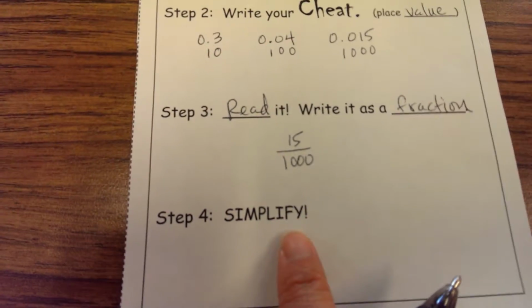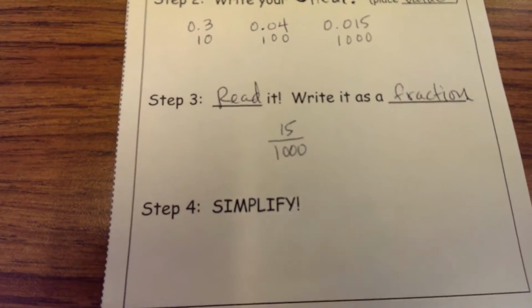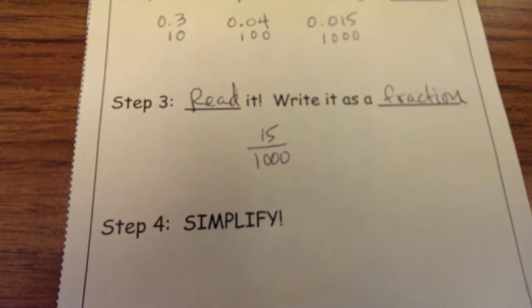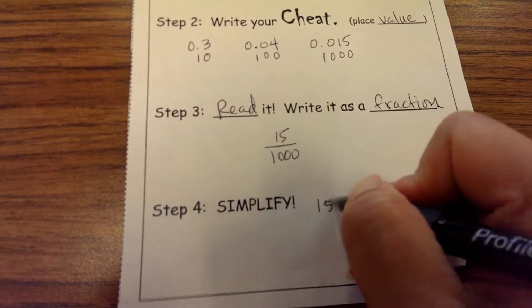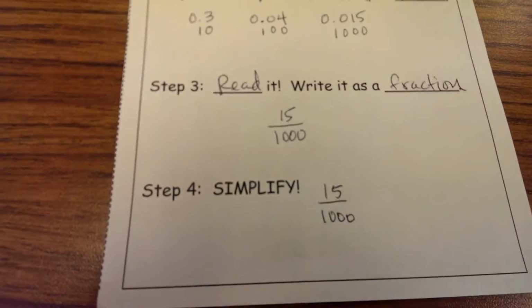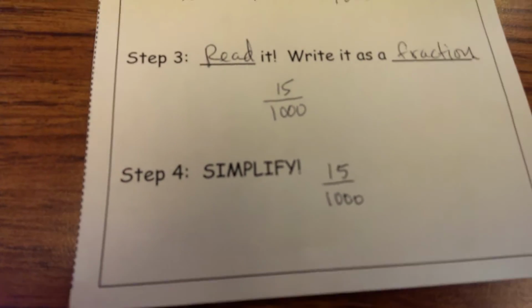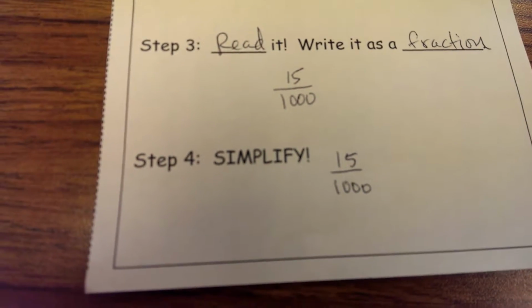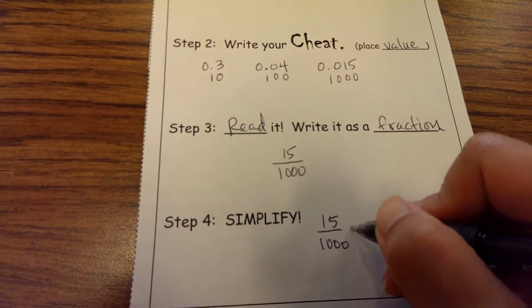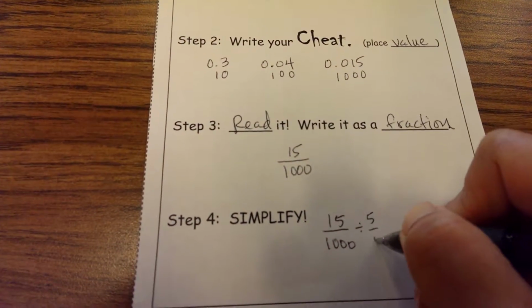Now the last step would be to simplify, because 15 thousandths is not simplified. We can actually simplify 15 and 1,000, right? What goes into 15 and 1,000? That's how you simplify a fraction. Think about a number that can go into both the numerator and the denominator. And since they end in 5 and 0, I know I can divide them by 5 over 5.